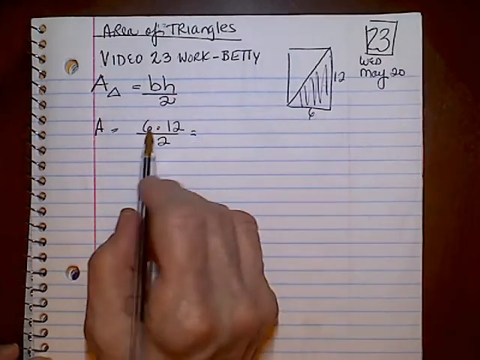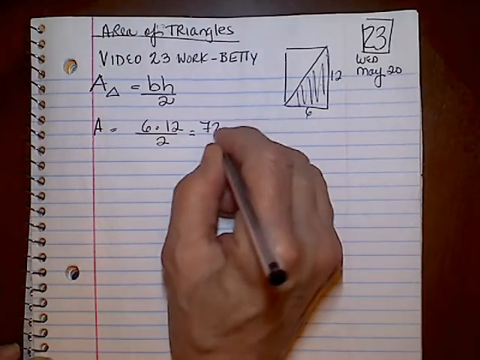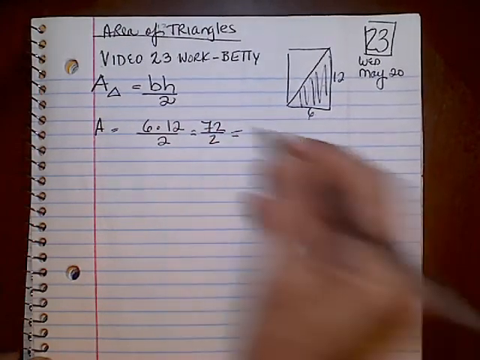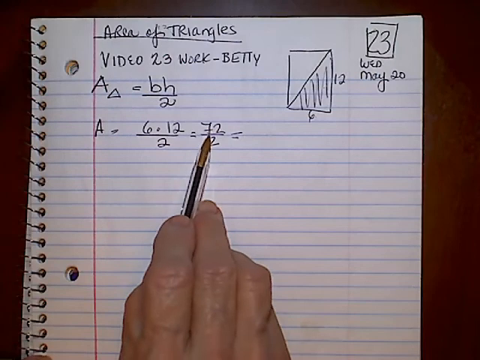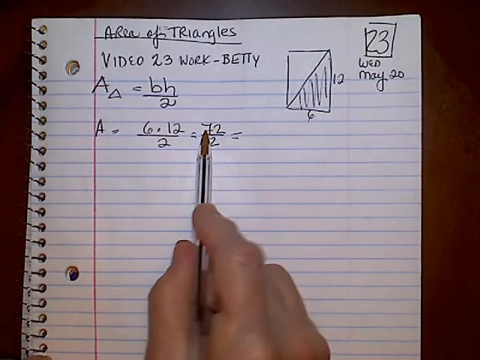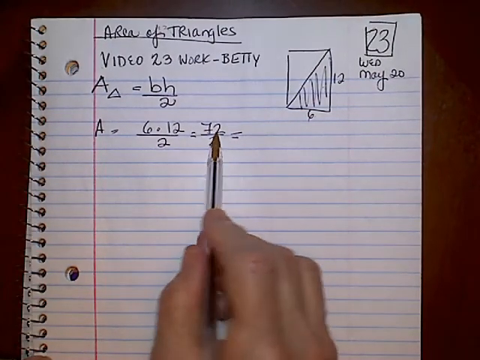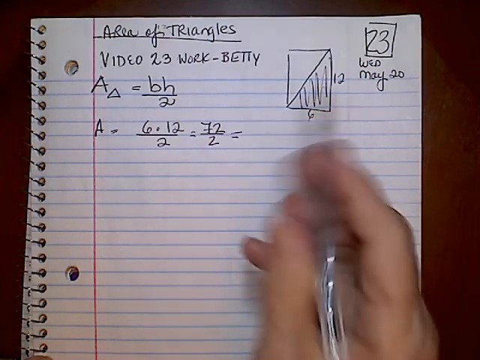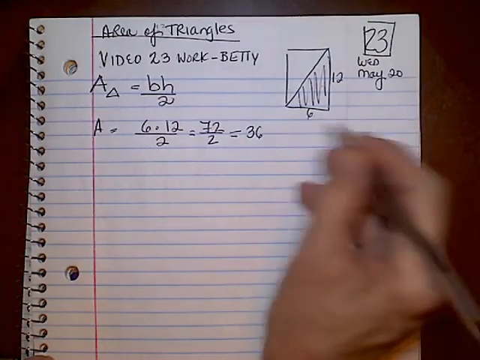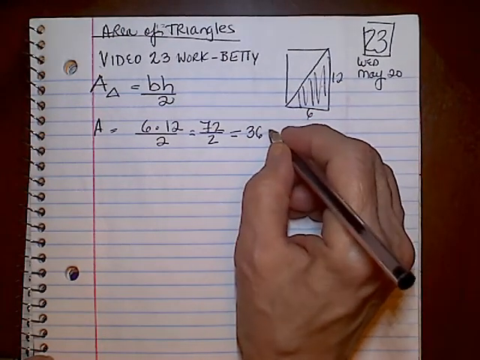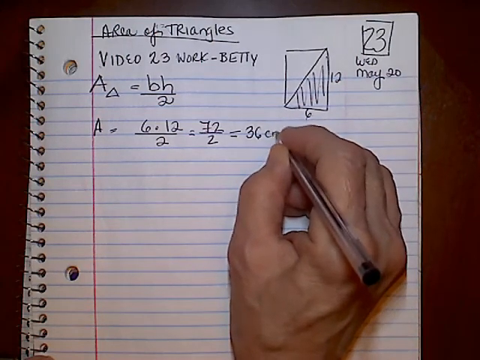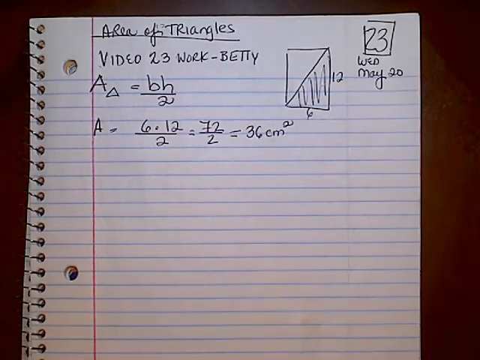So that's going to be 6 times 12 is 72, divided by 2, and I hope you're learning how to do this mentally. Half of 70 is 35. Half of 2 is 1. 35 and 1 is 36. And I don't have any units on that, do I? I think I did. I had centimeters. So it is square centimeters.